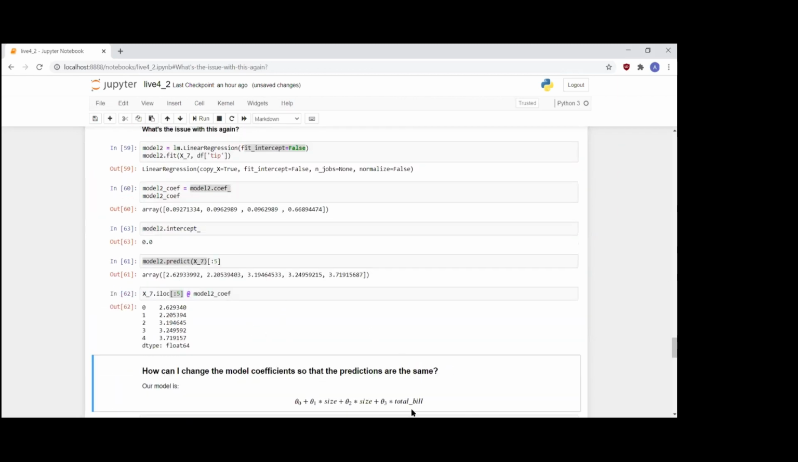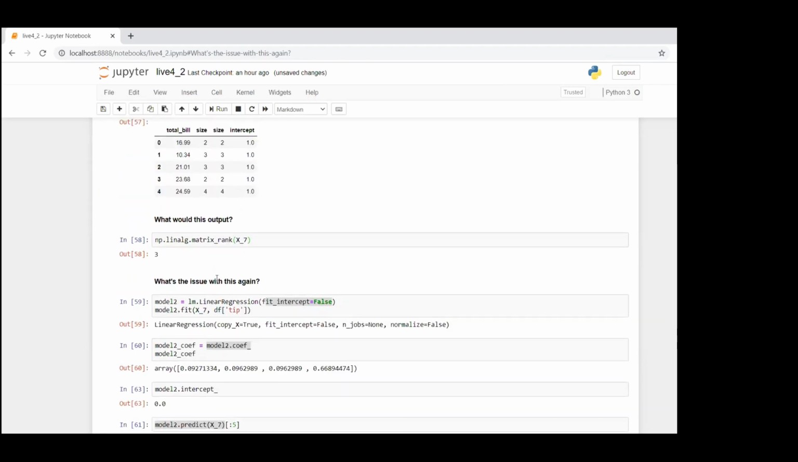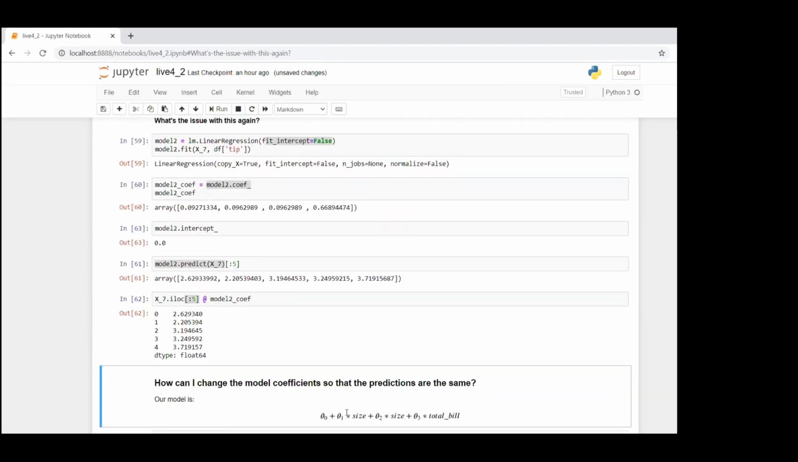So one question is, our model is theta 0 plus theta 1 times size plus theta 2 times size plus theta 3 times total bill. Because we have size twice, there's a way to change our model coefficients so that the predictions are the same, regardless of what the size or total bill is. So can anyone think of a way we can modify the coefficients so that this model stays the same and all the predictions are the same, regardless of what the size and the total bill are?